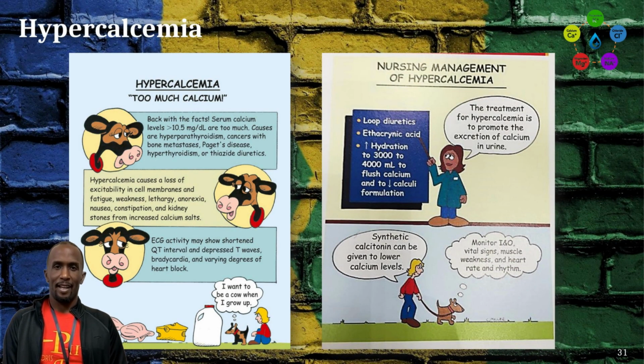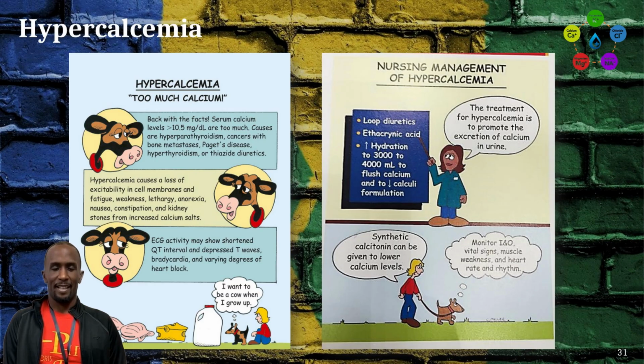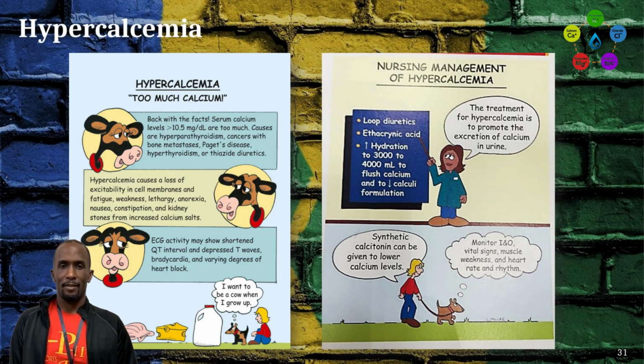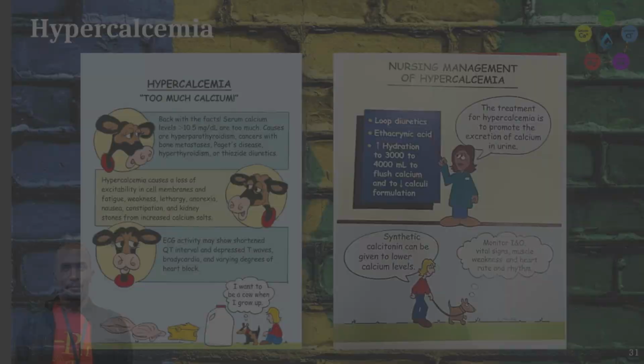Hypercalcemia occurs when calcium levels in the blood are above normal. It can result from overactive parathyroid glands, cancer, or excessive vitamin D intake. Symptoms include fatigue, confusion, and kidney stones. Treatment focuses on addressing the underlying cause, hydration, and medications to lower calcium levels.